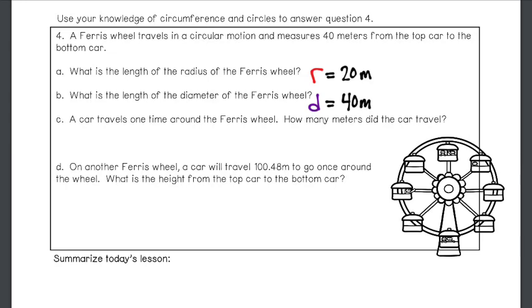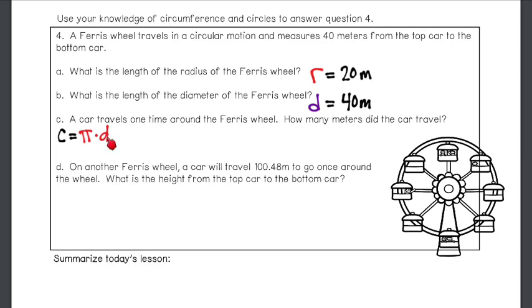And now we can go ahead and answer the question about one of these cars traveling around one complete time. How many meters did it travel? Well, using the circumference formula, we can find that out. And in this case, I'm going to use the circumference formula for diameter. You could have used radius, it doesn't matter.